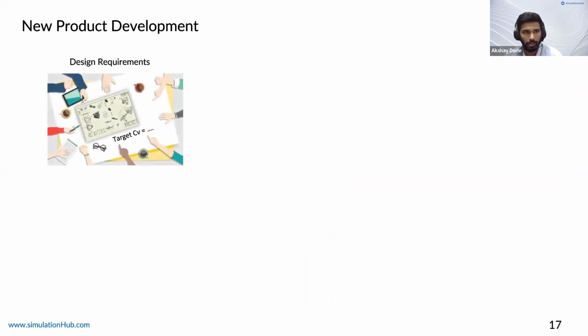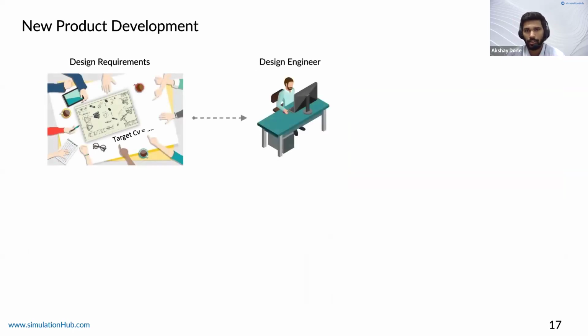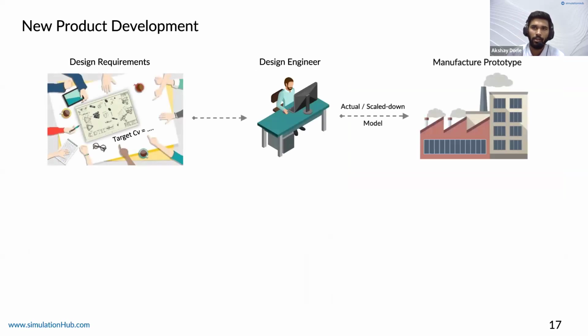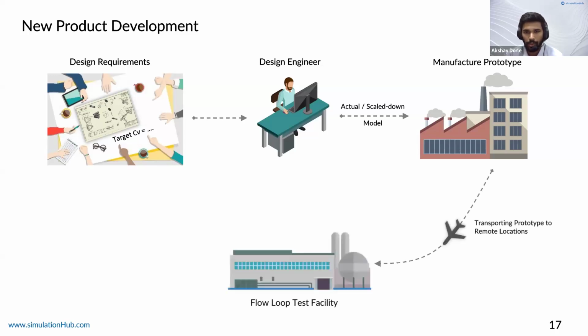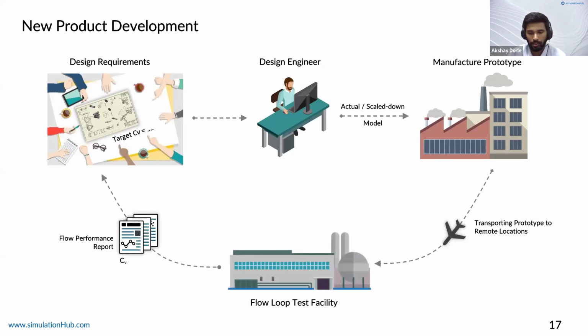So we'll go through the cycle of how this would happen. In case you are venturing into designing a new check valve or a new nozzle check valve, you would start with the design requirements, what's the target CV. The CAD or design engineer will take this, use his expertise, and design a valve, a prototype will be manufactured, then this will be transported to a testing facility, and the results are reported, which will give you the CV and the other parameters.